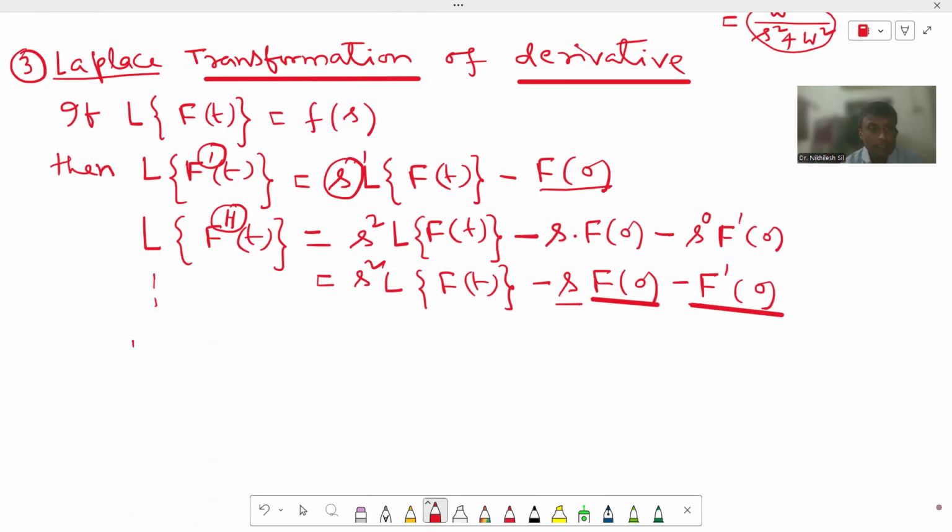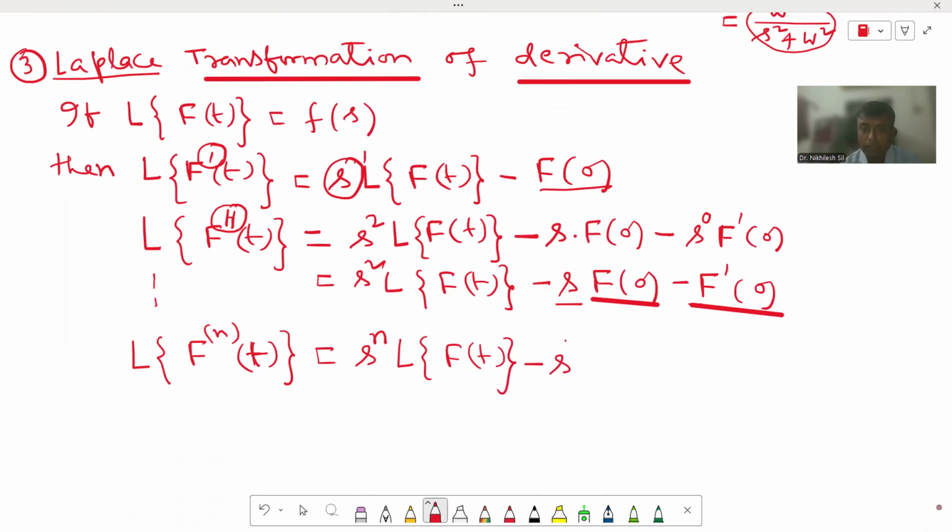Similarly, L of f^(n)(t). It is not the power, it is a derivative. That's why I am giving n within brackets. So nth time derivative. So what will be the power of s? Power of s will be n. L of f(t), it is fixed. Now the power of s will be decreased by 1. Sign of all other terms will be minus. So minus, the power of s will be decreased by 1, s to the power n minus 1, f(0), it is fixed, f(0).